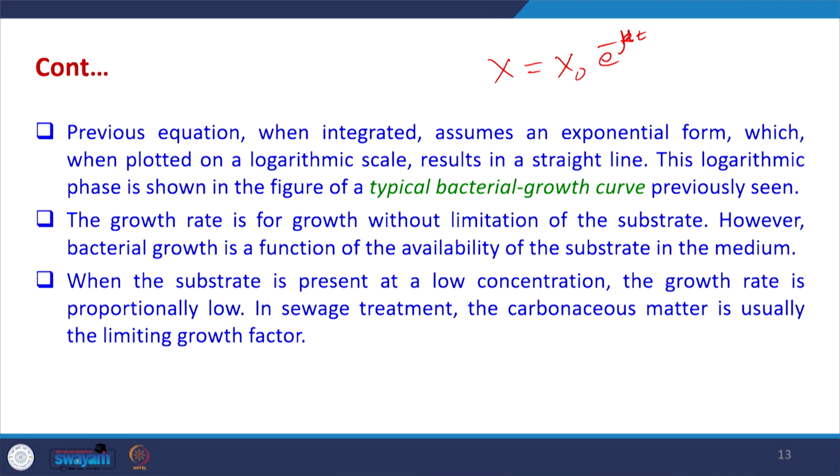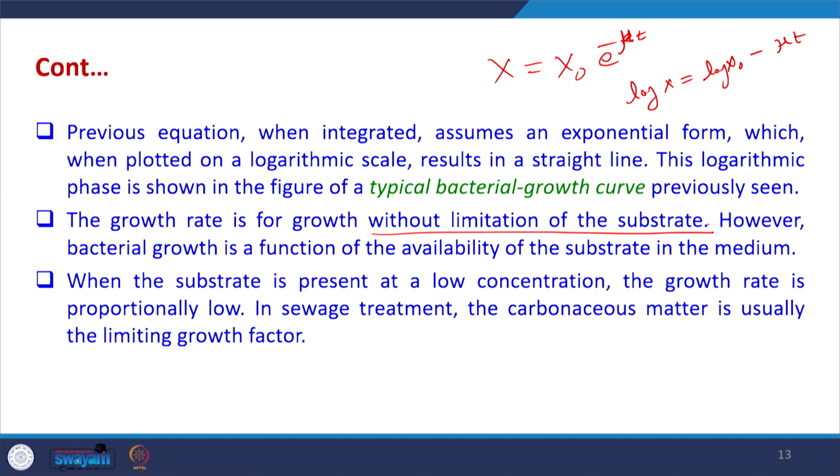So, this will be this form, and if we write the log form of this, it will become a straight line, that is, log x is equal to log x0 minus nu t. So, this is the typical bacterial growth curve. The growth rate is for without limitation of the substrate.